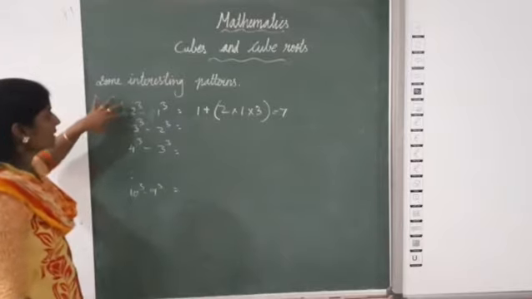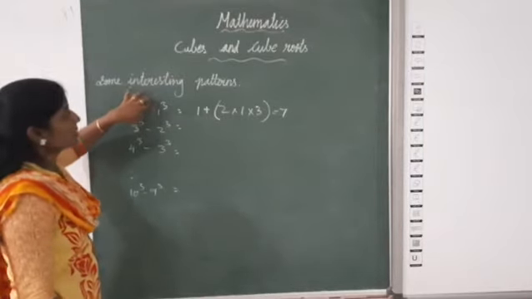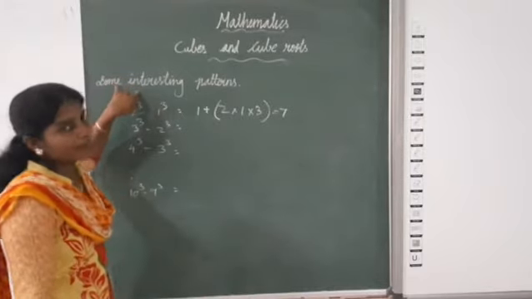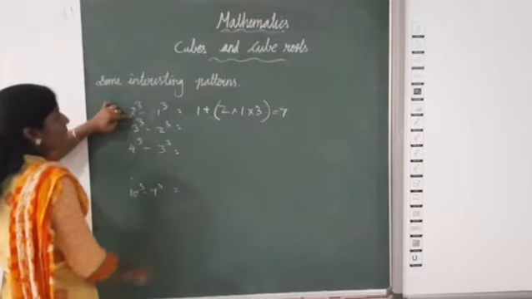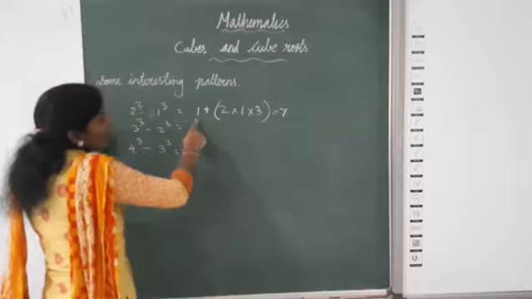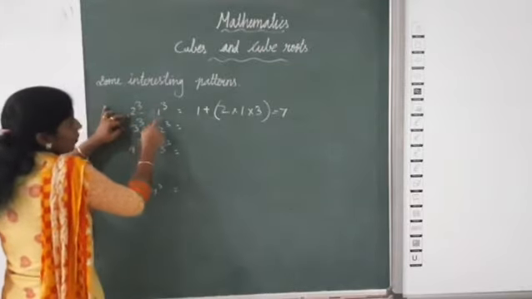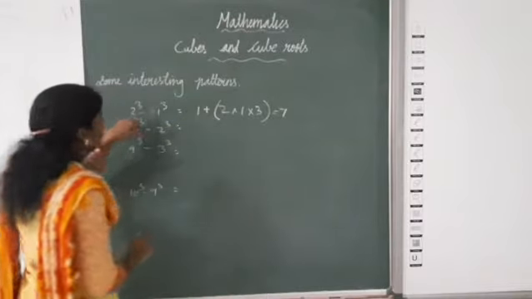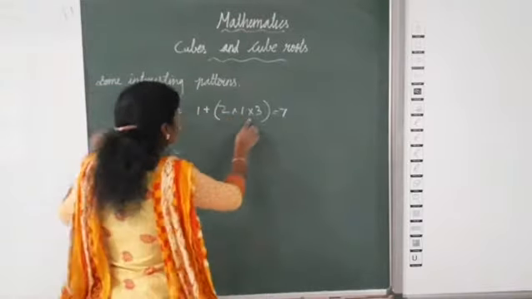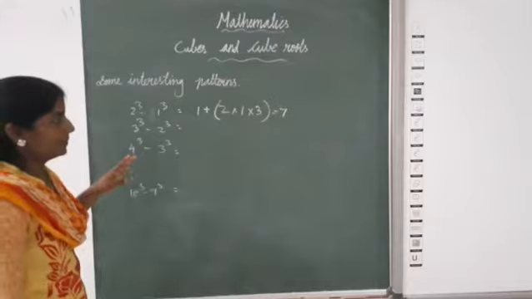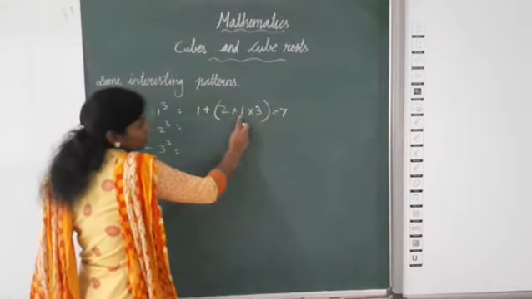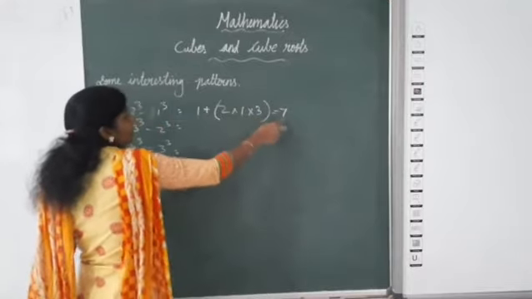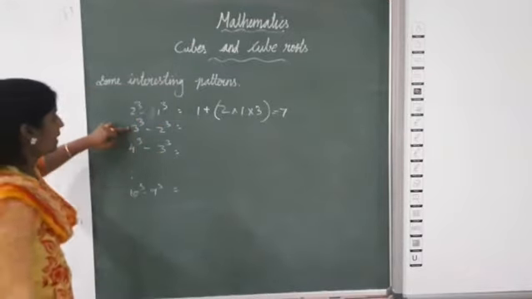Some interesting patterns. Now listen here. 2 cube minus 1 cube. How can you find the value? This is the formula: 1 plus 2 into 1 into 3, multiply by 3. Now here 2 into 1 is 2. 2 3's are 6. 6 plus 1 is 7. Like this, we can write the next one.